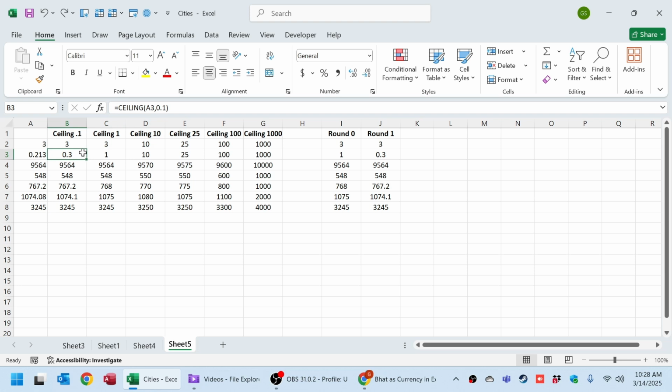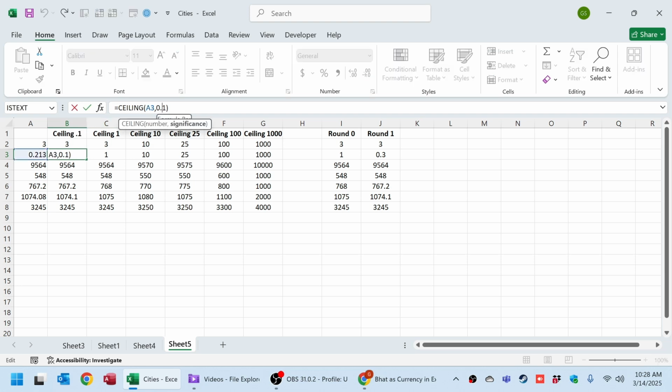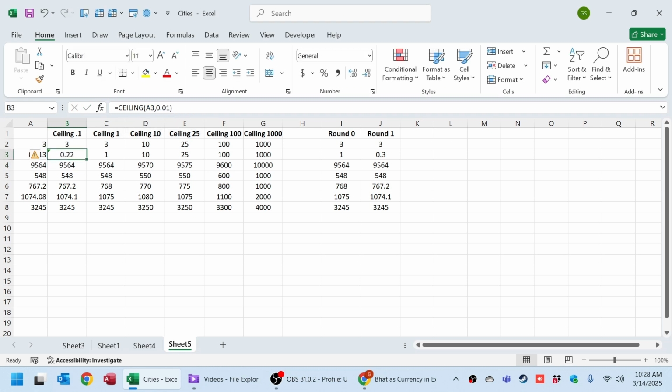Now, if I go to 0.1, I can say round up to the nearest 0.1, or even if I wanted to do 0.01, this would then take me to the next 0.01 value. So let's leave that as 0.1.